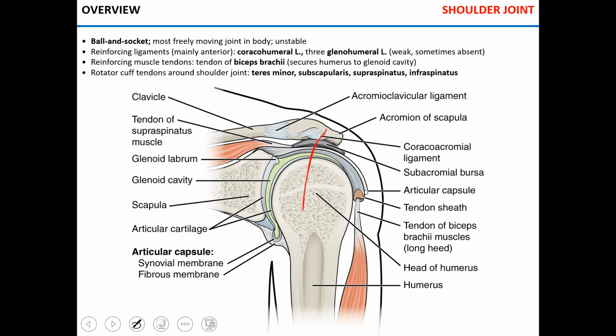The main reinforcing structure that stabilizes the shoulder joint are the tendons of the muscles that cross this joint. So tendons of biceps brachii, tendons of rotator cuff muscles, but you can imagine that rotator cuff muscles are relatively small. They aren't very strong, and since they aren't very strong, they cannot provide sufficient stability to that joint.